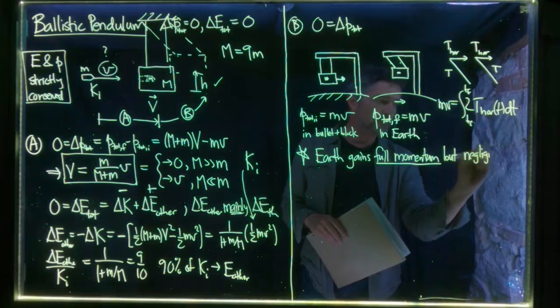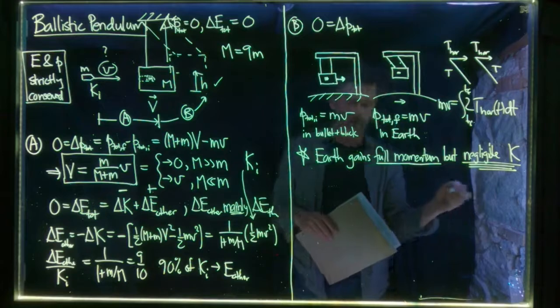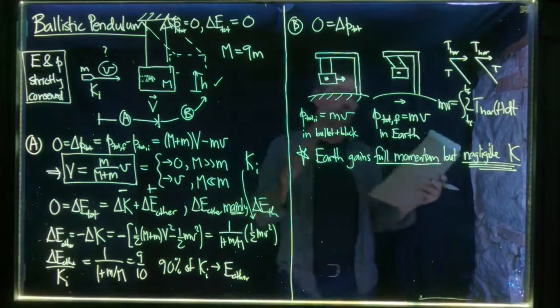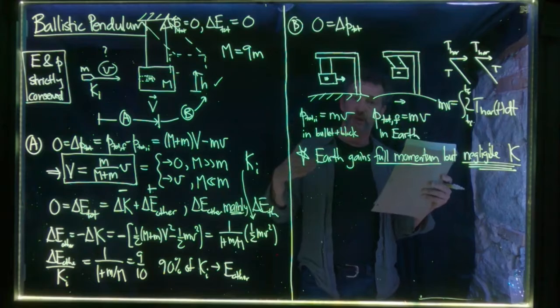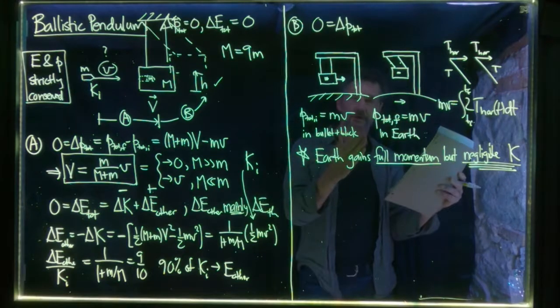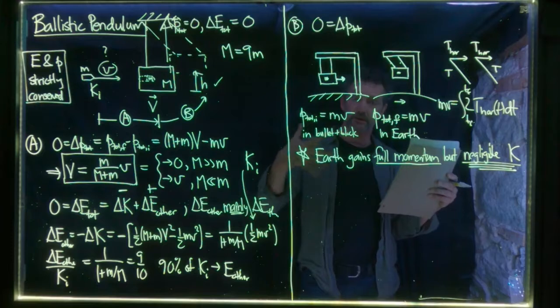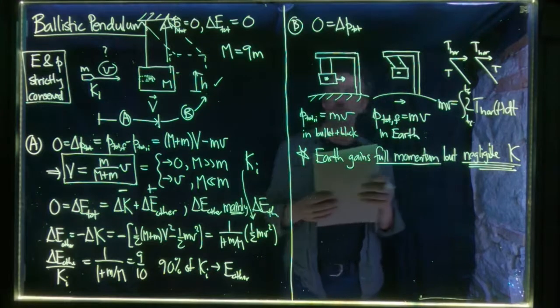negligible kinetic energy. Okay, so we say, yeah, for sure, it's absorbed some momentum. But remember, kinetic energy is p squared over 2m. We're talking about the mass of the Earth here. And so the mass of the Earth is big. It's in the denominator. So the amount of kinetic energy absorbed by the Earth is very, very tiny.